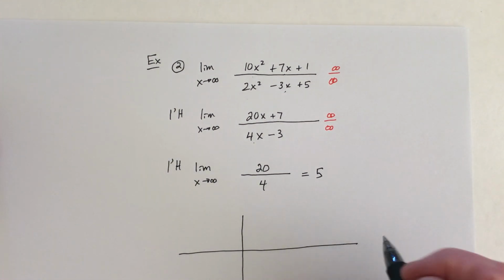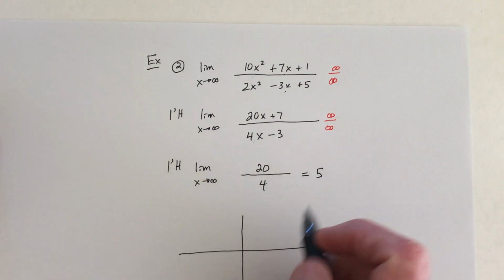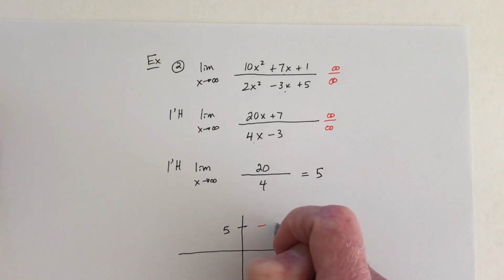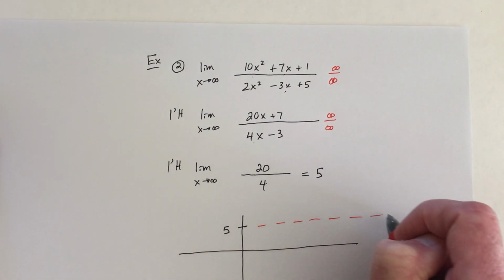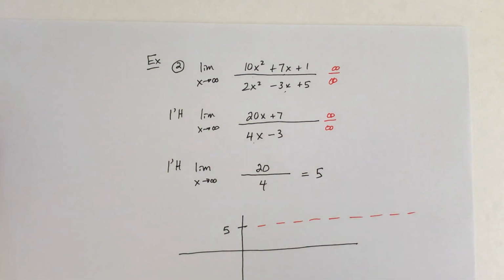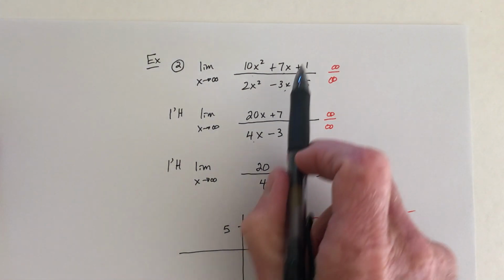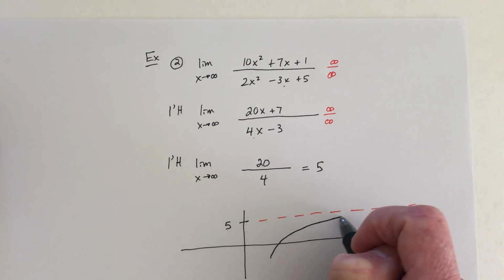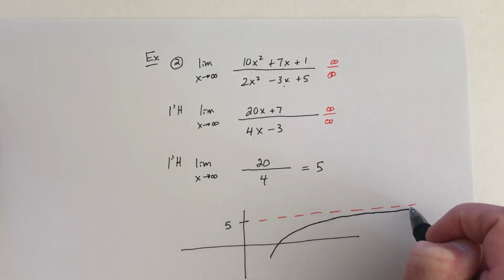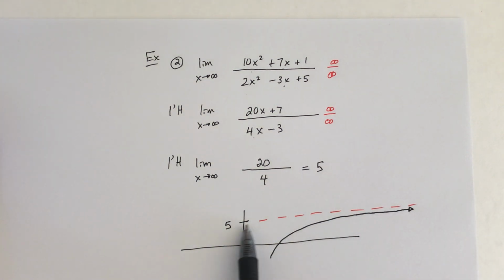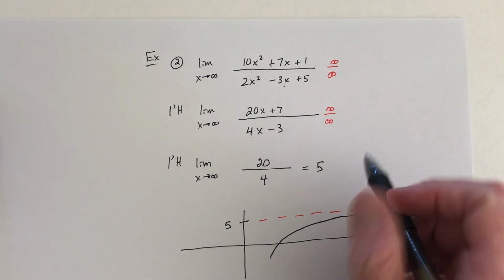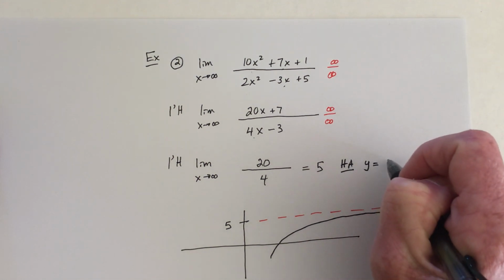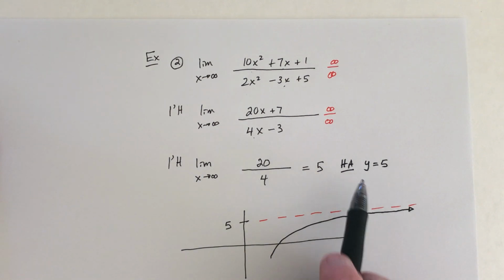So I don't know anything else about this function, but I know at 5 that there would be a horizontal asymptote, and that the function, I don't know exactly what it would look like, but this original function, by doing L'Hopital's rule, it's saying that as you follow the graph out to the right, it's leveling off at a height of 5. So this is telling us the horizontal asymptote, sometimes just abbreviated HA for horizontal asymptote. So that red dotted line is at y equals 5.